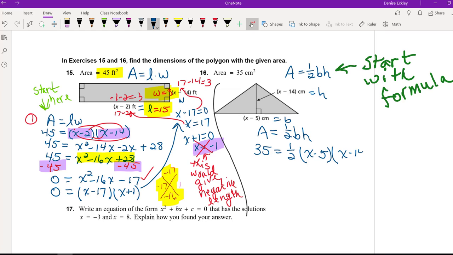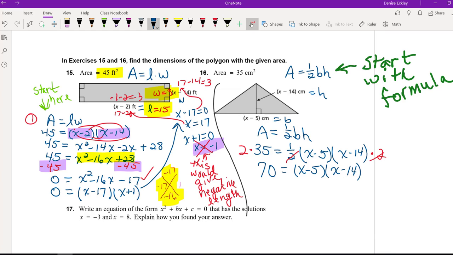Now I just don't want to deal with that half, so I'm going to do just like we did when we were solving equations. I'm going to multiply both sides by 2, so those will cancel out. Then I don't have to distribute a half. I don't have any decimals or fractions, nothing. So now what I'm working with is 70 equals x minus 5 times x minus 14.